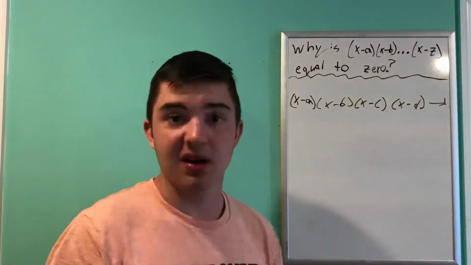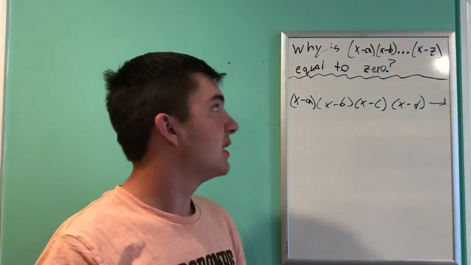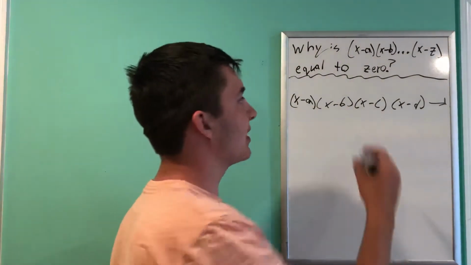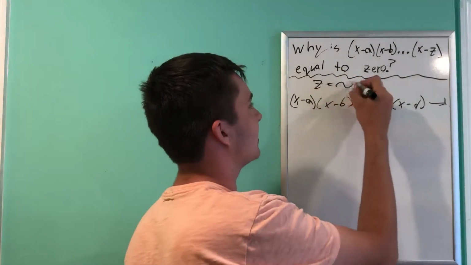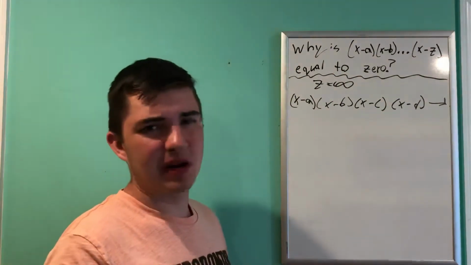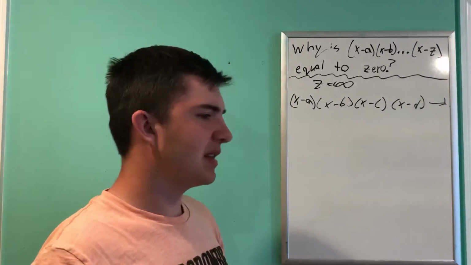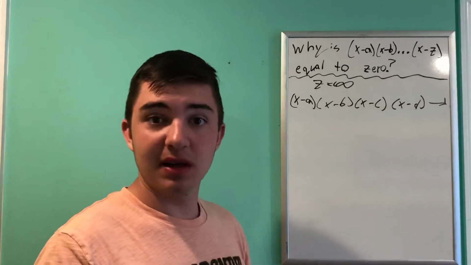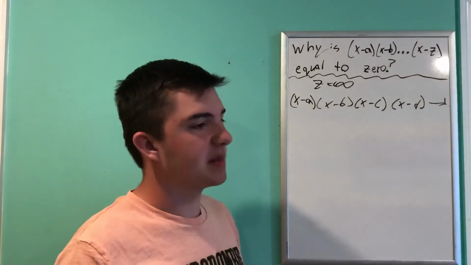It's going to keep going on, right? That's what we're saying. I know it says x minus z, but here we're going to say that z is basically infinity. Why is it equal to 0? That's weird, right? You're just multiplying numbers together. But right now, they're actually not numbers, they're letters. So let's think about this.